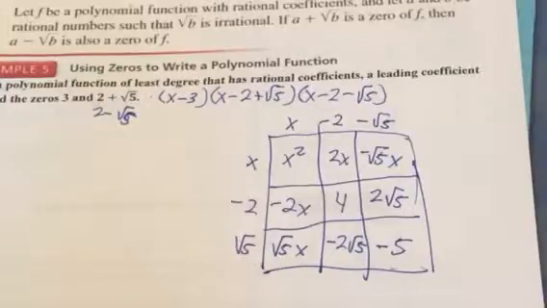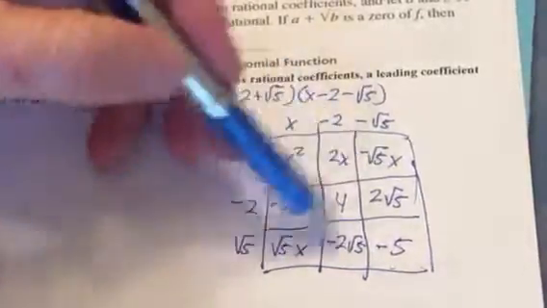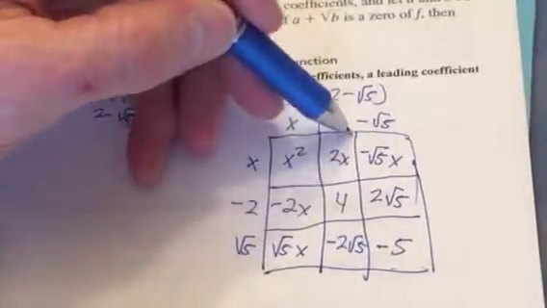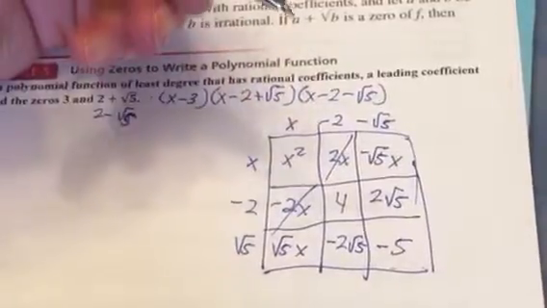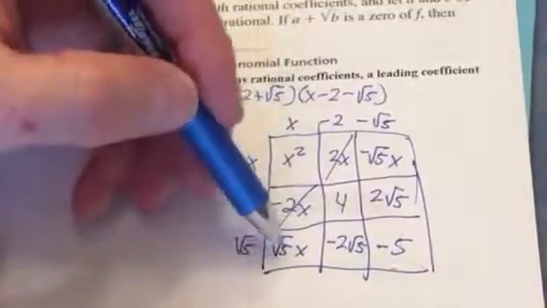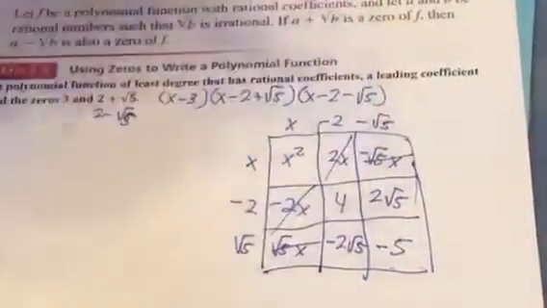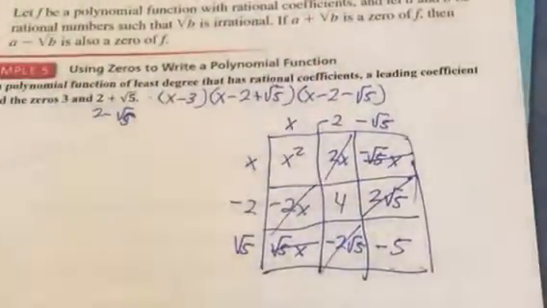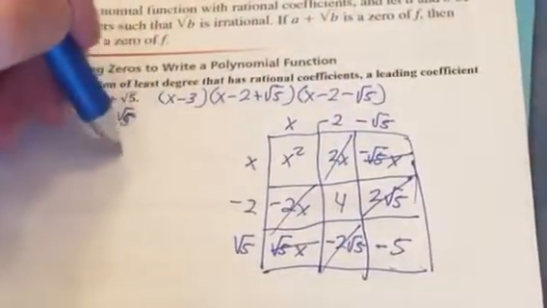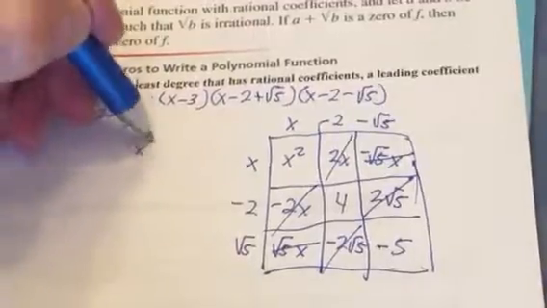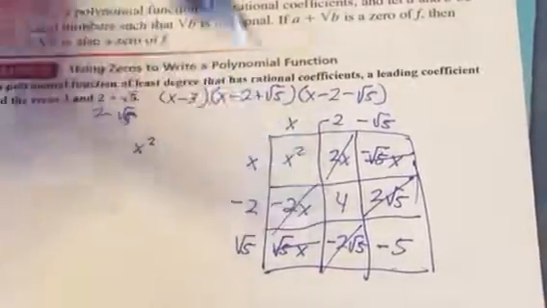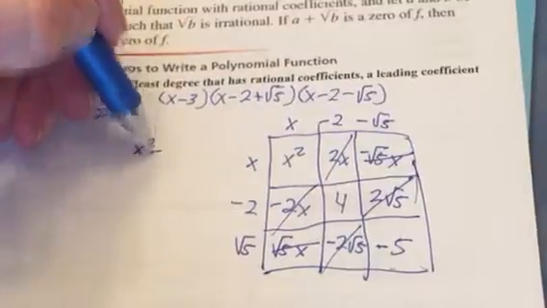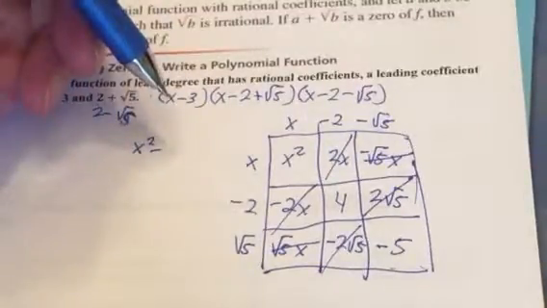All right, so our box is filled up, and now we can add up all the things that are on the inside boxes, but some of them are going to cancel out. 2x and negative 2x are canceling each other out. Root 5x and negative root 5x are going to cancel each other out. 2 root 5 and negative 2 root 5 are canceling each other out. And it looks like all we have left is x squared minus 1. That doesn't make sense.